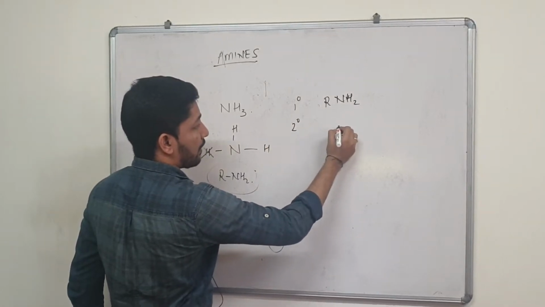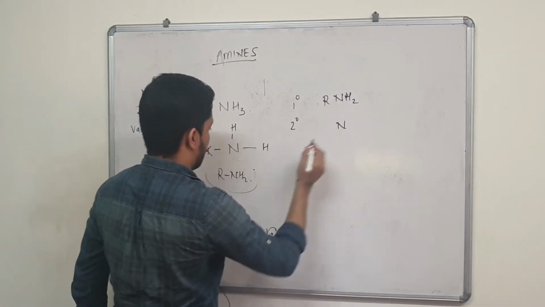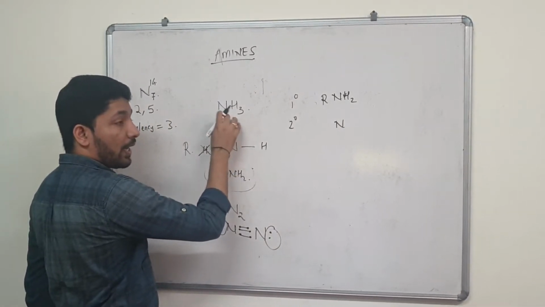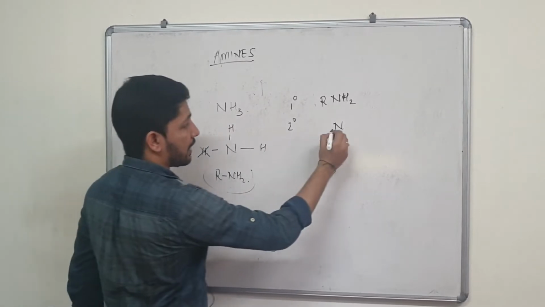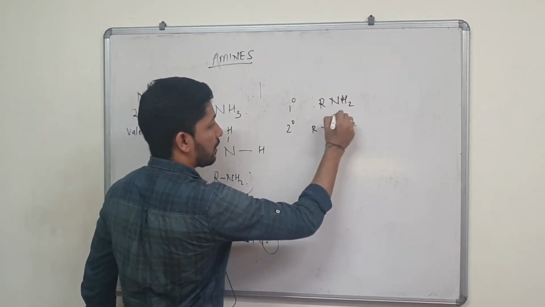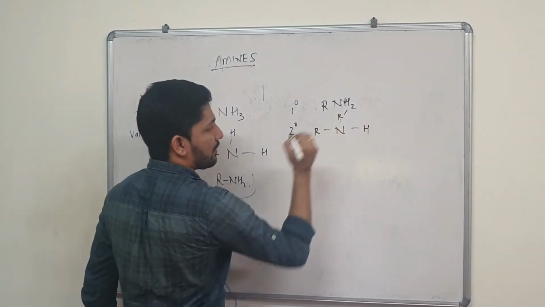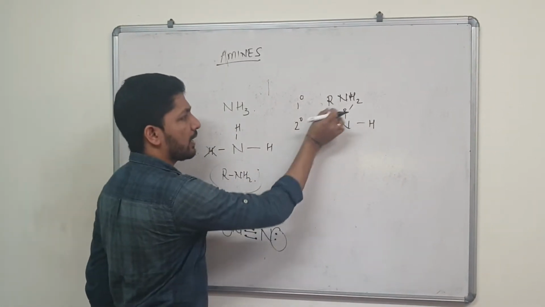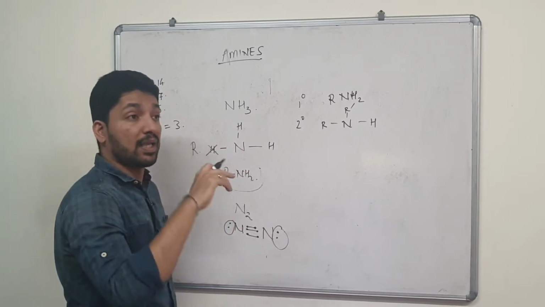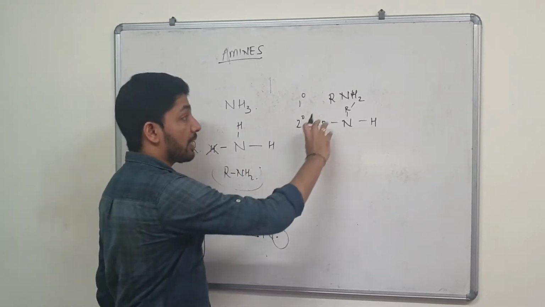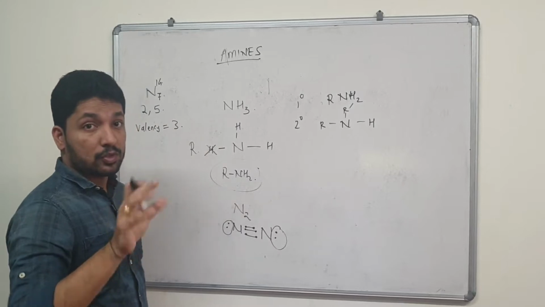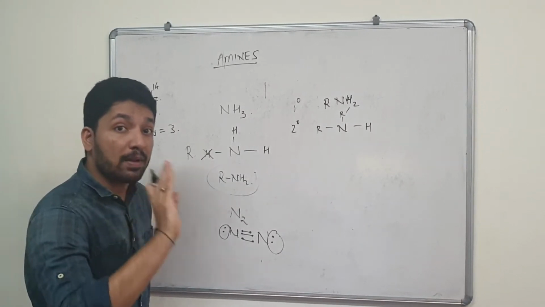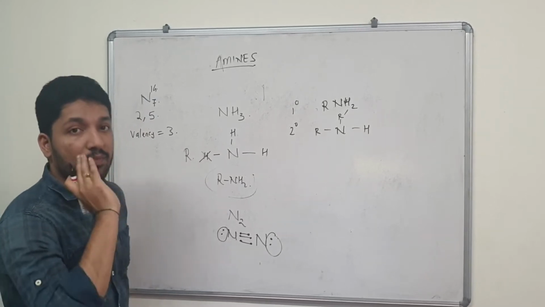Secondary, okay, if I draw the structure, see the structure of primary is like this, right? So if I remove one more hydrogen and put R, it will become the secondary group. So it will be R. I have named this as R dash because it can be any group. Not necessarily methyl methyl or ethyl ethyl. It can be methyl ethyl, it can be methyl phenyl. So it can be alkyl and aryl group also. So any combination is possible, as long as it forms a stable molecule. Okay, stability is very important.